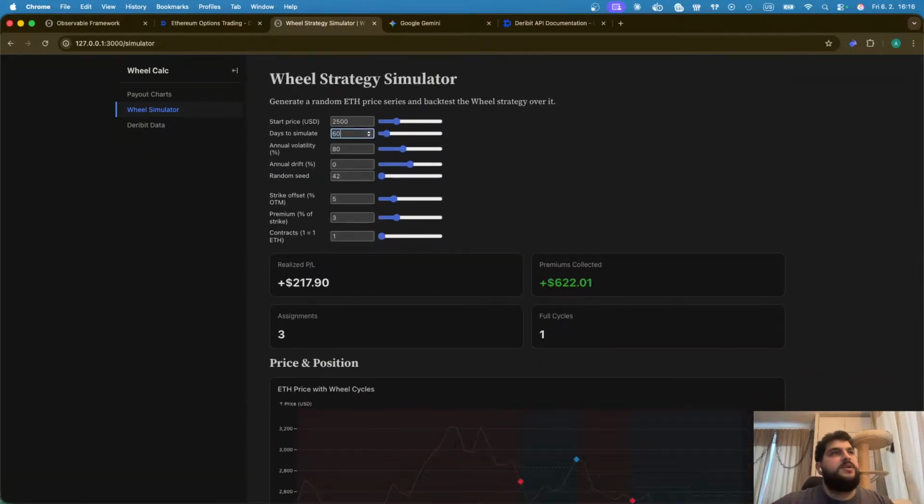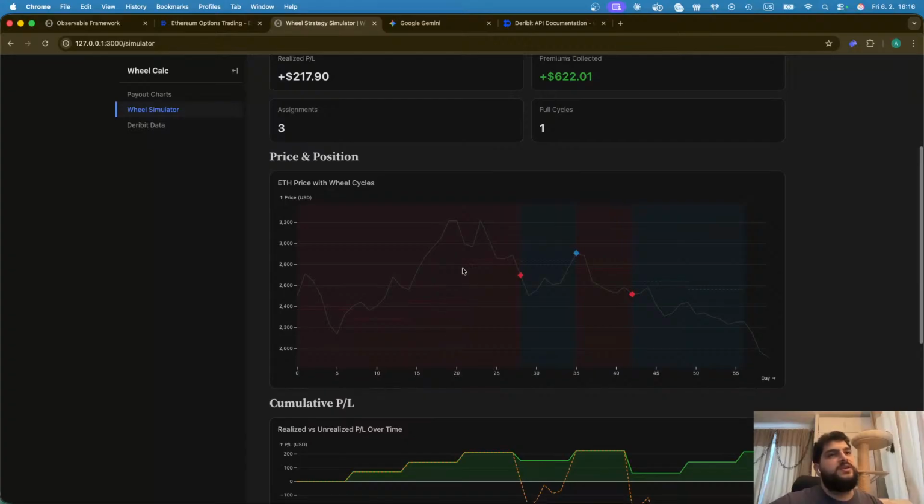So let's see what's happening with the 60 days. So here we were assigned, which means we actually moved our assets into the Ethereum, because here we start with the cash, and here we move assets into Ethereum, and here it's assigned again after just 1 week, and it moved the assets back to cash, and here once again it was assigned.